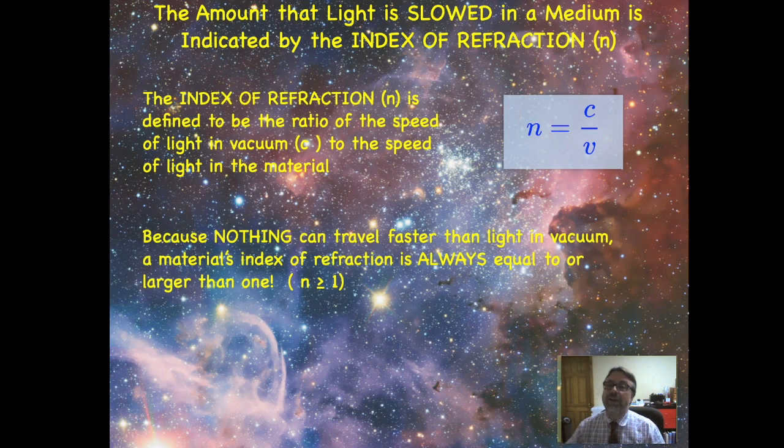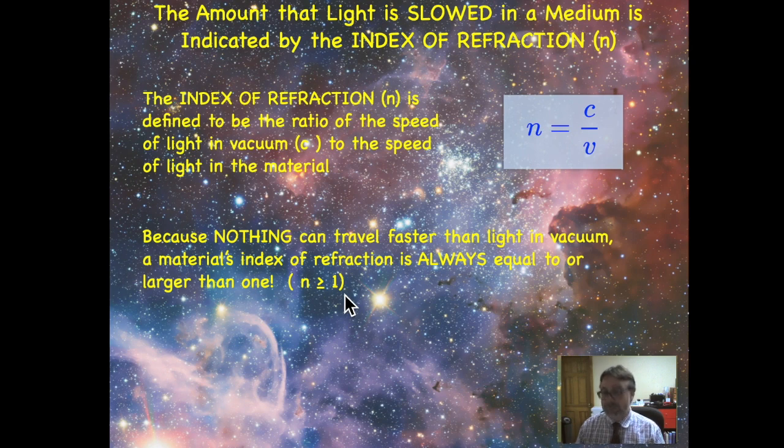But what we want to note is, because nothing can travel faster than the speed of light in vacuum, that 3 times 10 to the 8th meters per second is the fastest anything can go, that means that this velocity on the bottom must always be smaller than c. That means that the index of refraction always must be bigger or equal to 1, because this bottom of the fraction can never be bigger than the top. The denominator is always going to be a smaller number than the numerator. So one way to check your work on these problems is you should always get an index of refraction larger or equal to the number 1.